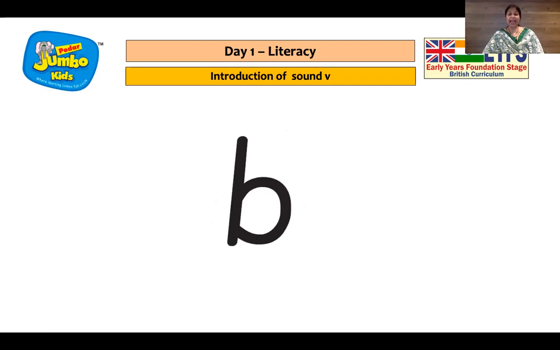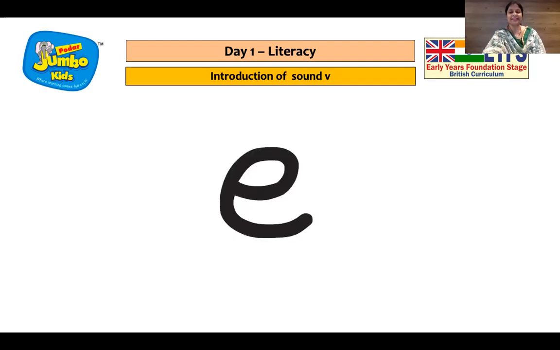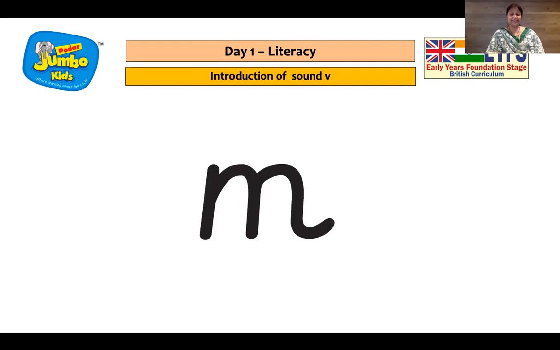Letter B. And B says, come on, break the bubble. B. Correct. Letter E. I can't hear everyone saying the sound for letter E. E says with actions. E. And the last letter which we had done was letter M. And what's the sound for letter M? Correct. Put your hand on the tummy and say M.